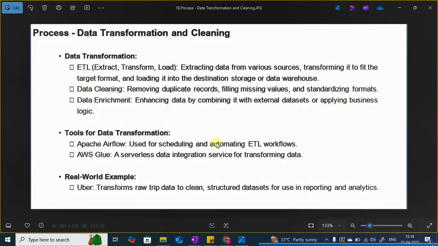Now, tools for data transformation. Apache Airflow, used for scheduling and automating ETL workflows. AWS Glue, a serverless data integration service for transforming data. Now, a real-world example: Uber transforms raw data into clean, structured data sets for use in reporting and analytics.